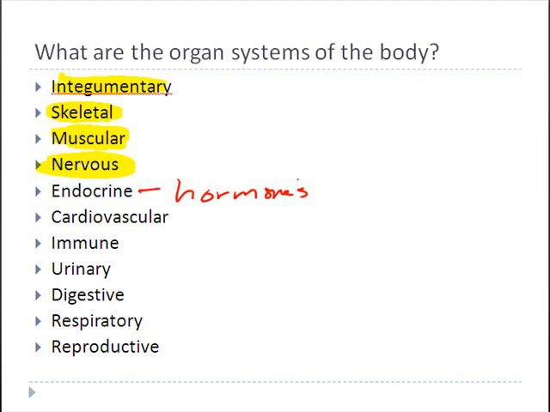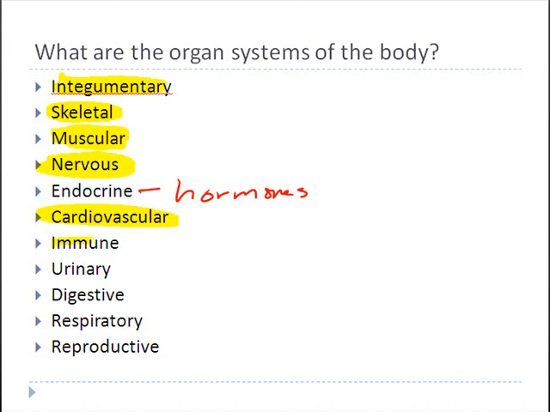The cardiovascular system, of course, is your heart and blood vessels. They're responsible for circulating the blood, which delivers oxygen and nutrients to the tissues and also picks up metabolic waste products like carbon dioxide and urea, uric acid, etc.